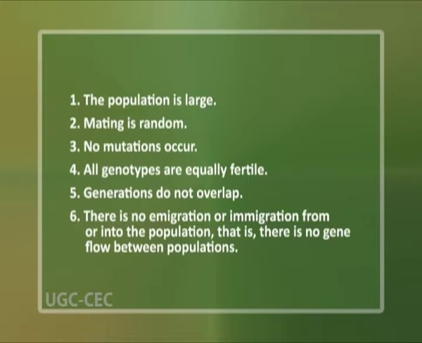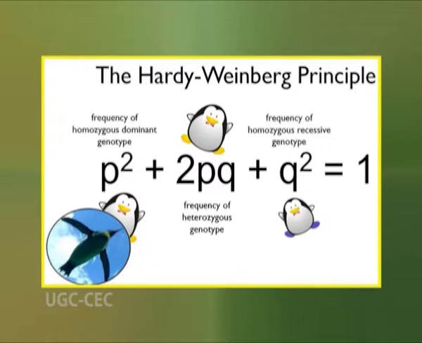Number 2, mating is random. Number 3, no mutations occur. Number 4, all genotypes are equally fertile. Number 5, generations do not overlap. Number 6, there is no immigration or migration from or into the population, that is, there is no gene flow between populations. Since one or more of these influences are typically present in real populations, the Hardy-Weinberg principle describes an ideal condition against which the effects of these influences can be analyzed.